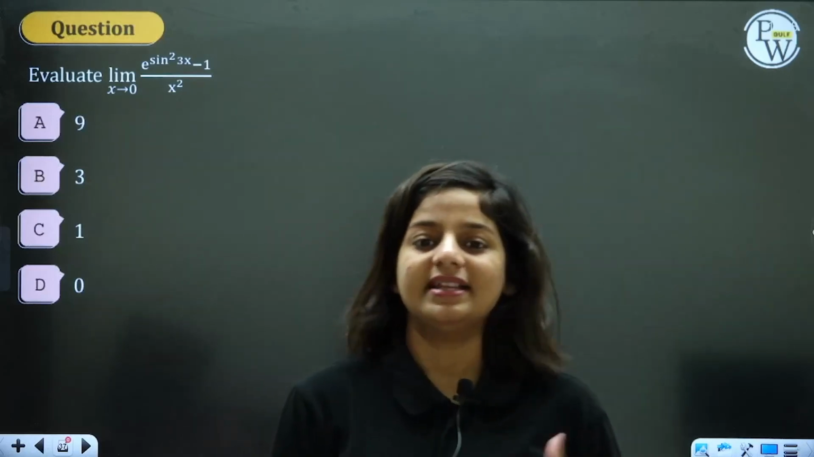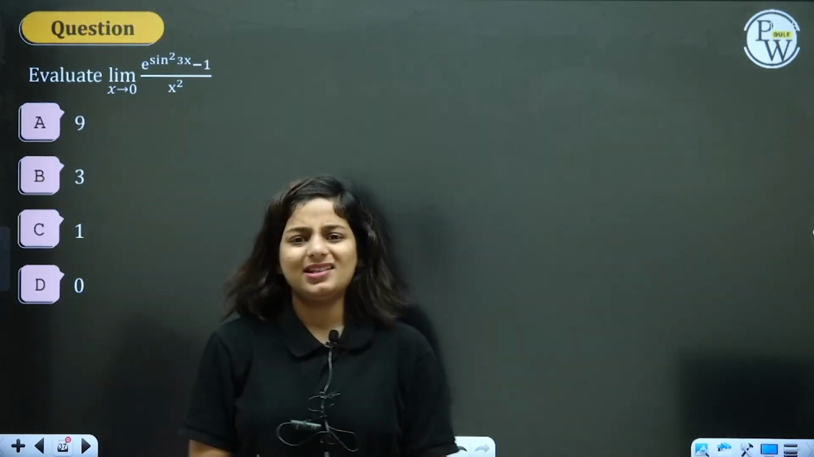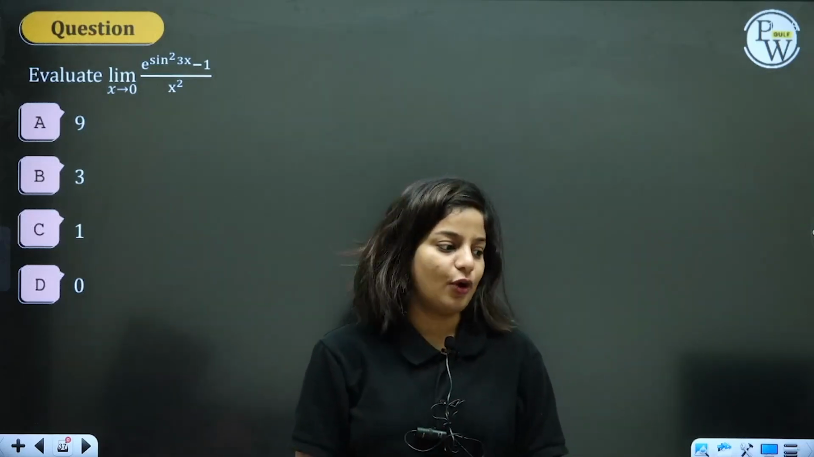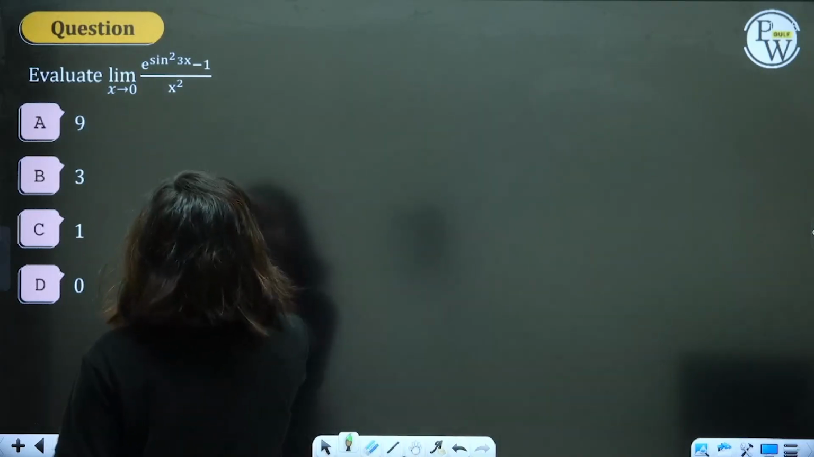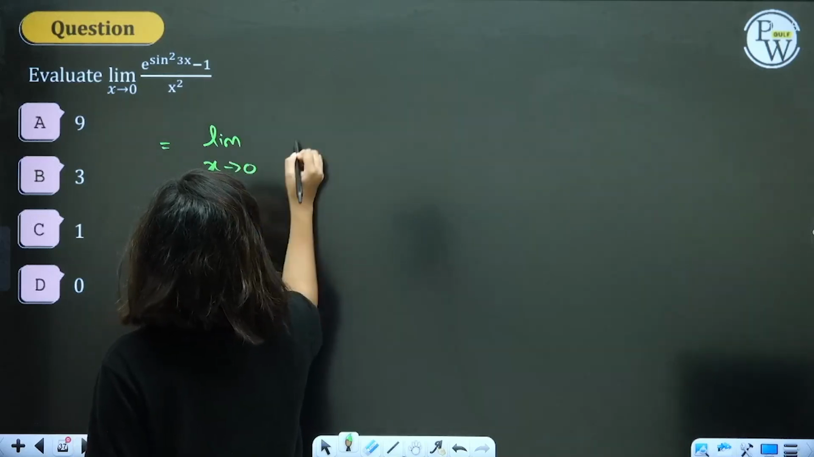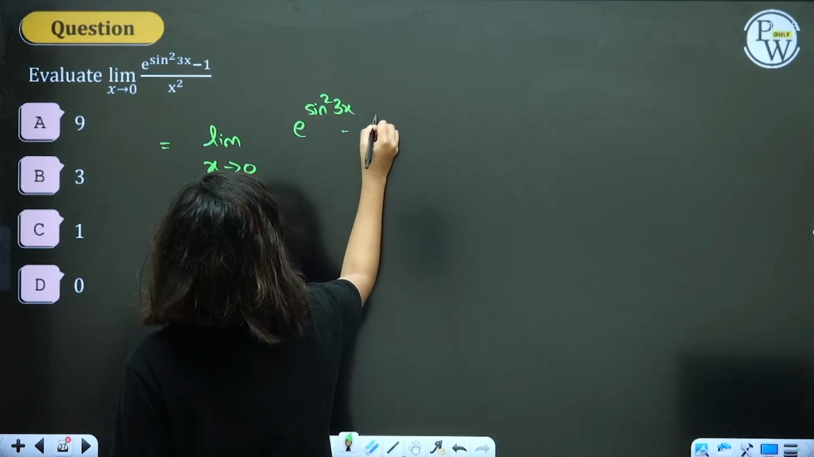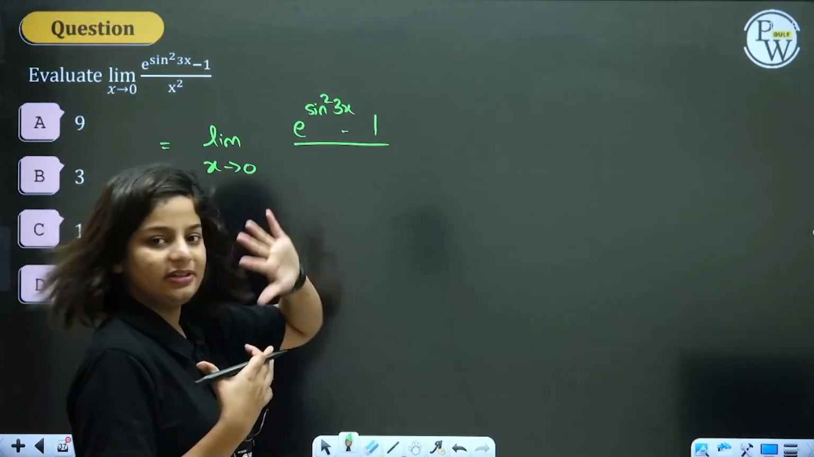Limit x tending to 0 of e raised to sine square 3x minus 1 upon x square. Try to match with the standard format. Limit x tends to 0, e raised to sine square 3x minus 1. Now, in order to bring it in the standard format, we need sine square 3x here, isn't it?